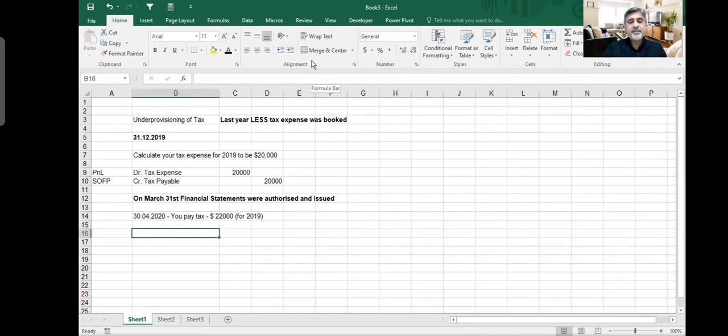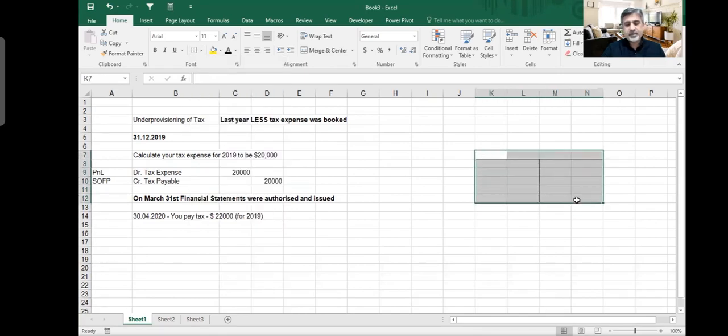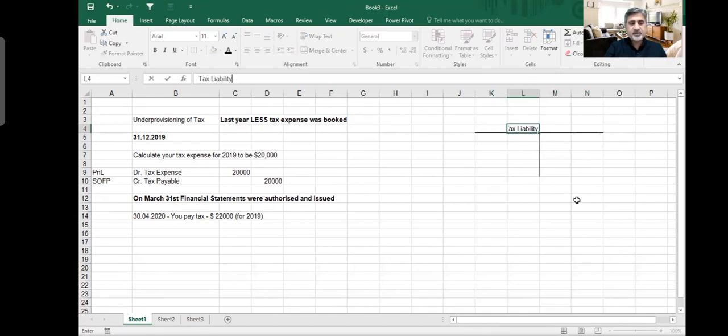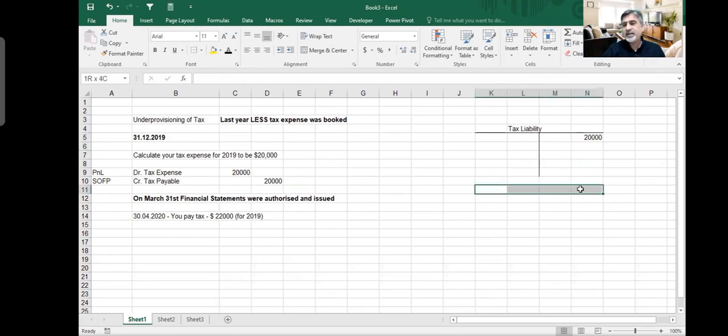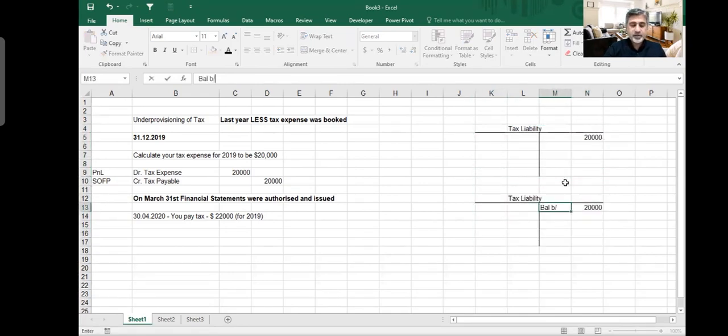What you do? And by the way, when you prepared this, you actually prepared your T account. This is your tax liability T account I'm preparing, and this has an opening balance of 20,000. Okay, it was a closing balance in 2019. When you come into 2020, it becomes the opening balance here. You call it balance brought down. Okay, you have on the credit side $20,000.